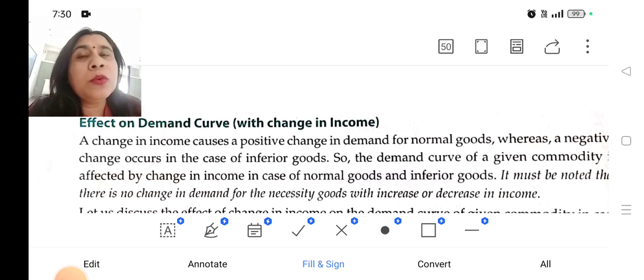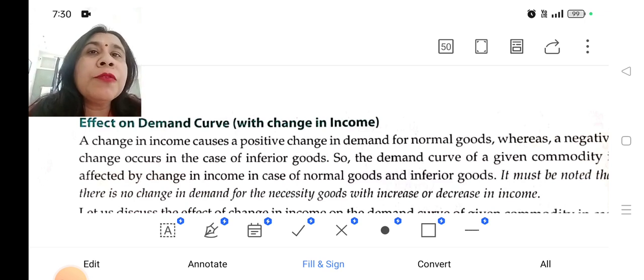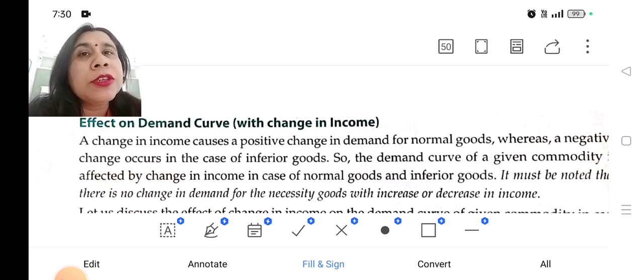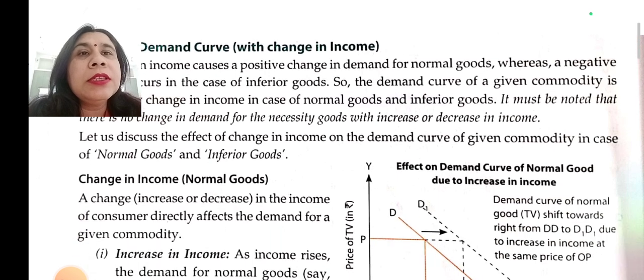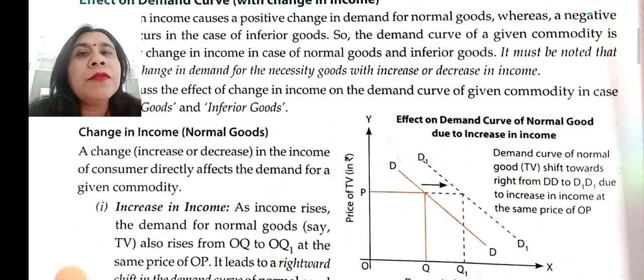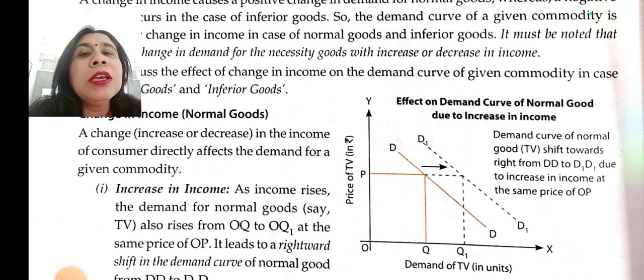Hence we conclude that even if the income of a consumer changes, there will be no effect on the demand for necessary goods. On the other hand, in the case of normal goods, demand will have a positive relation with income, and in the case of inferior goods, there will be a negative relation between the income of a consumer and the inferior good. Let's see the graph of this now. Change in income for normal goods. This is an increase in income.